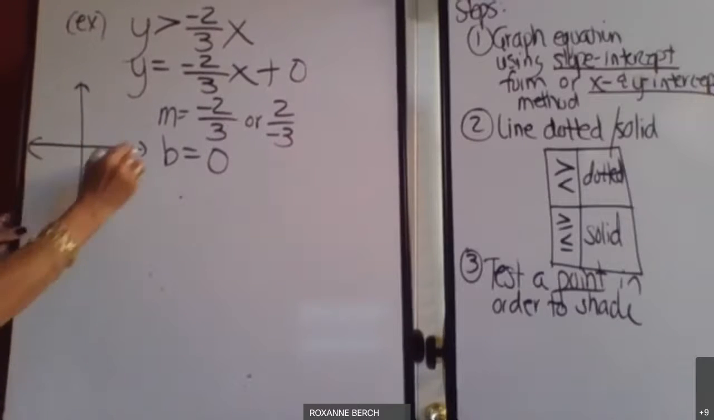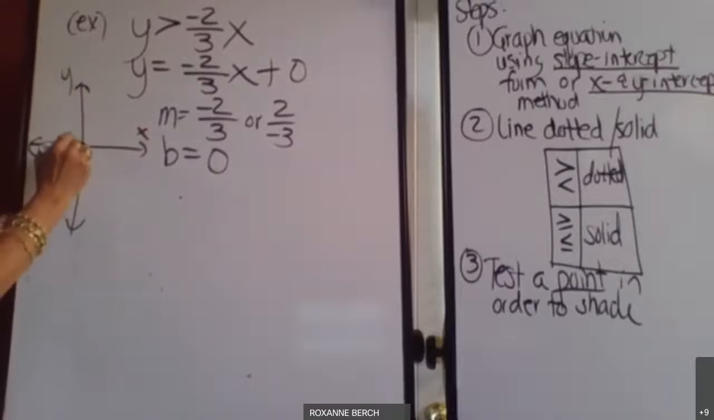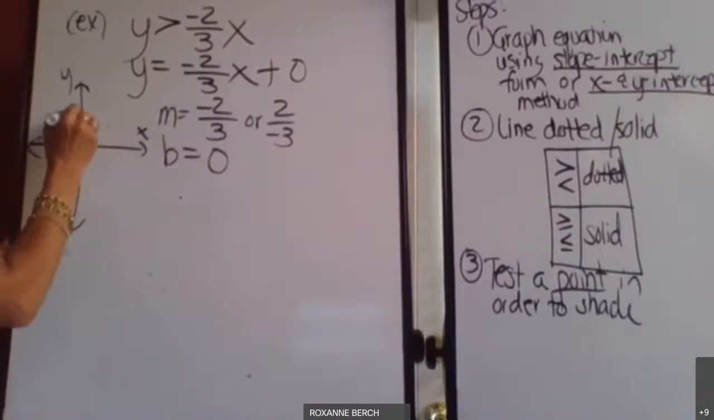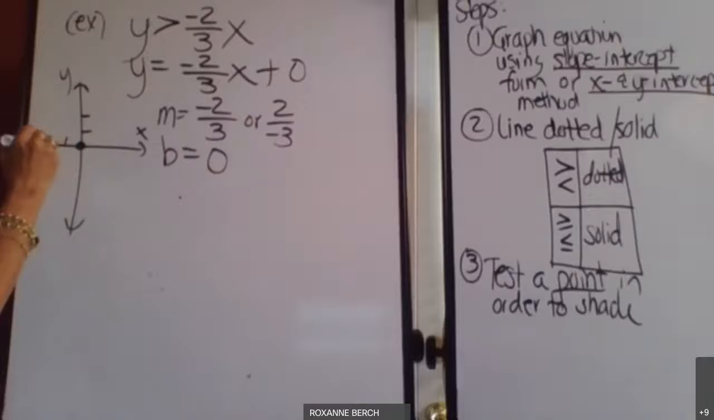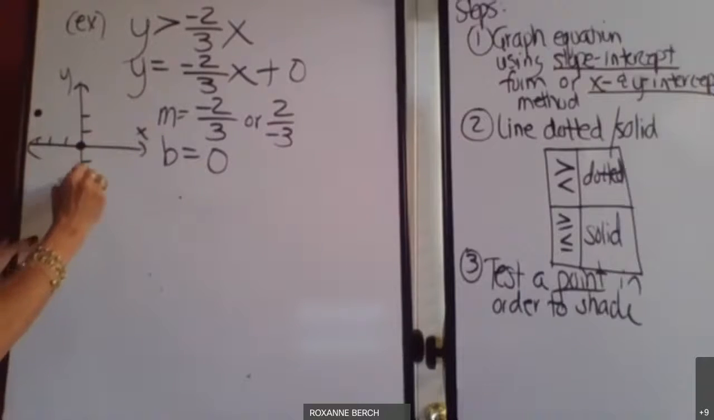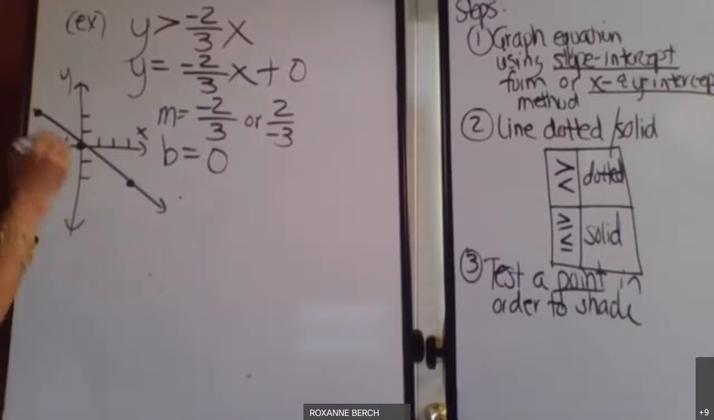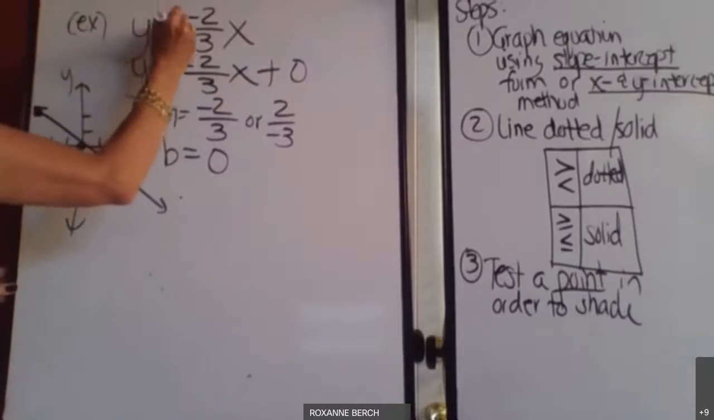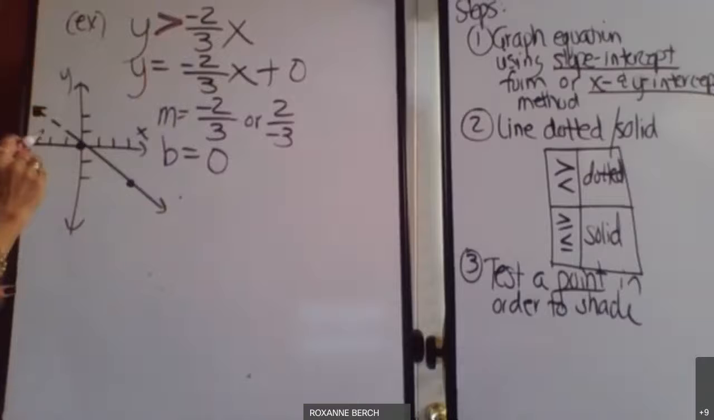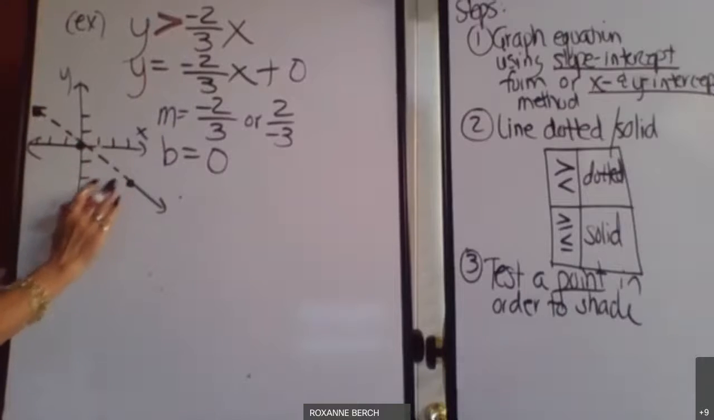So the starting point is 0, 0. And I'm going to go up 2, left 3. Notice I'm out of room. So now I'm going to go down 2, right 3, and draw my line. Okay, what we just graphed was the equation. Now we're going to graph the inequality. So this right here means that the line is dotted, which means the solutions cannot be on the line.